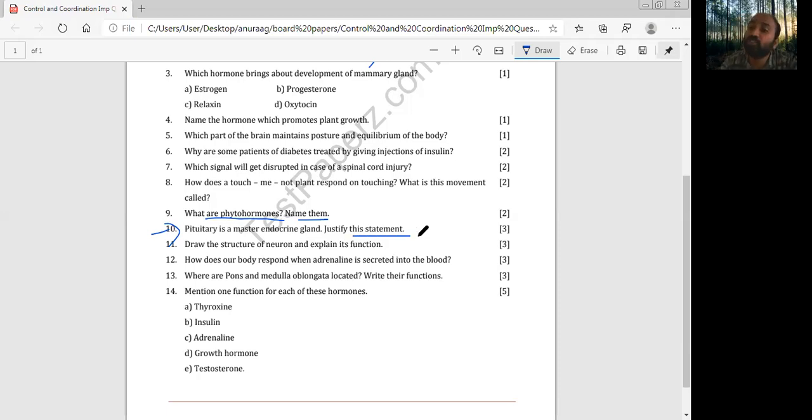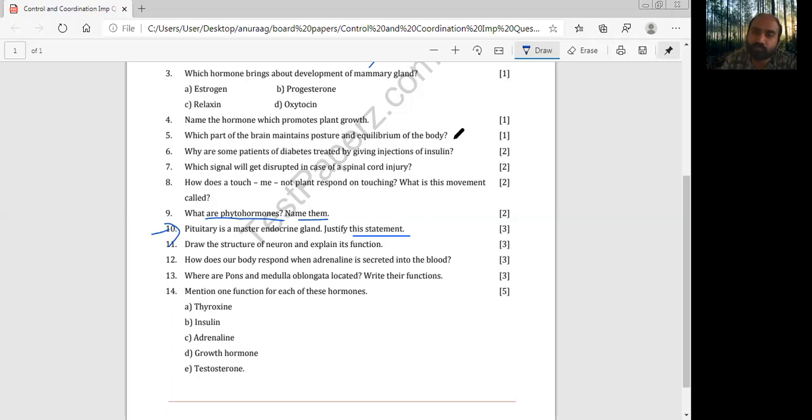Yes. Why? Because it can control activation and deactivation of many other glands in your body. I told you the example of a master key. A master key can be used to open many doors. In the same way, the pituitary is an endocrine gland which can control many other glands. So it's called the master gland.